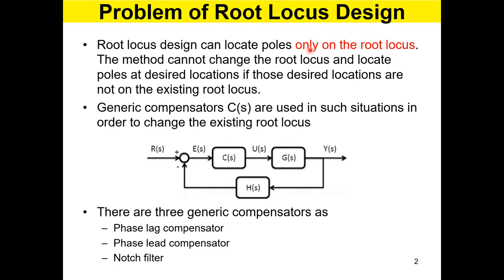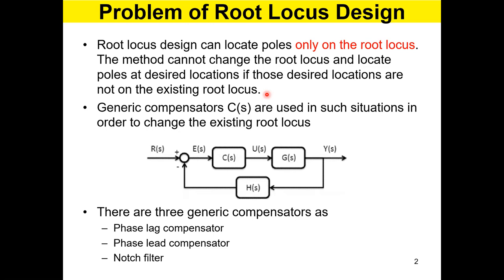So the method cannot change the root locus and locate poles at desired locations if those desired locations are not on the existing root locus. That is the problem. Now, let's say you have a second order system, you have the rise time, the settling time, overshoot, and you shade those areas on the pole plane and figure out the desired locations are here, here, here, and here for the poles. Now you go back to your root locus and figure out, my God, these points are not on the root locus. So what am I going to do?